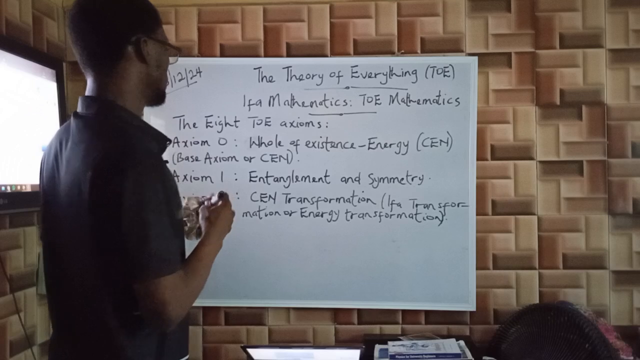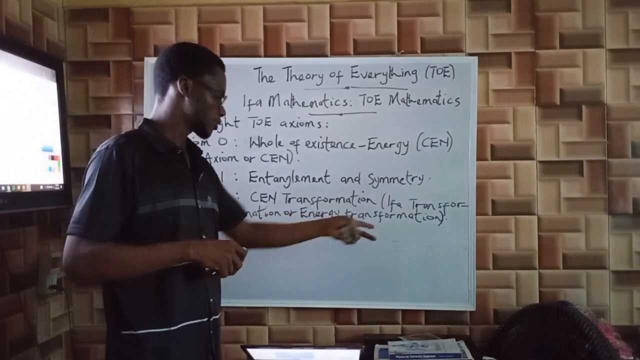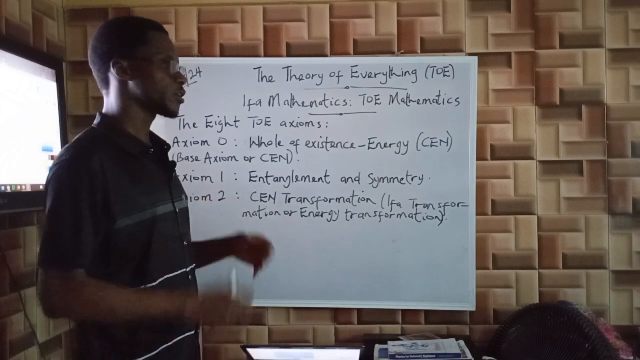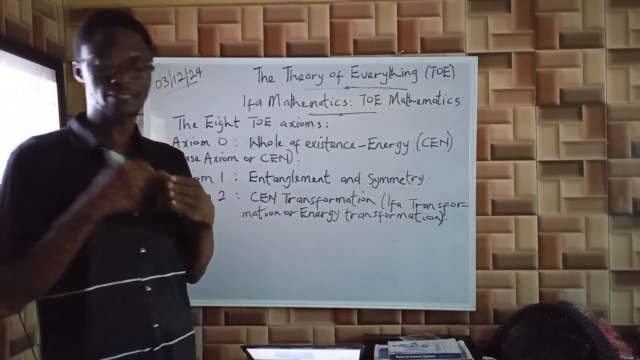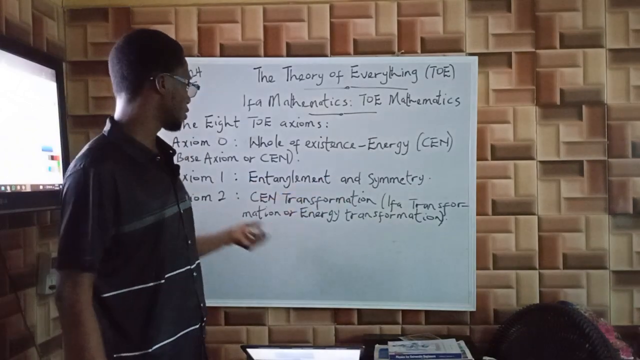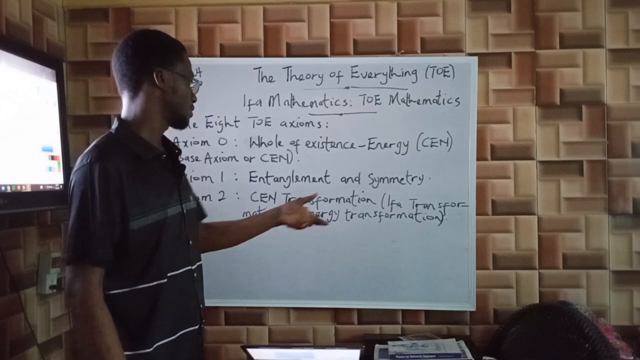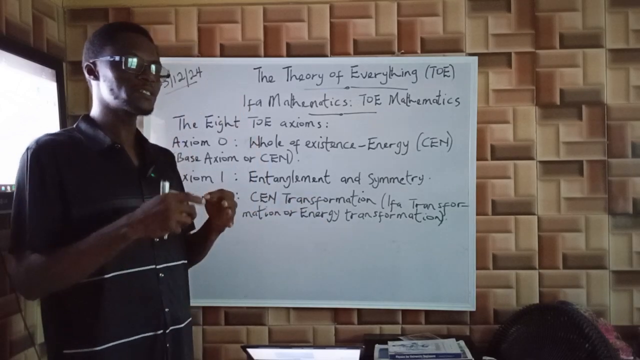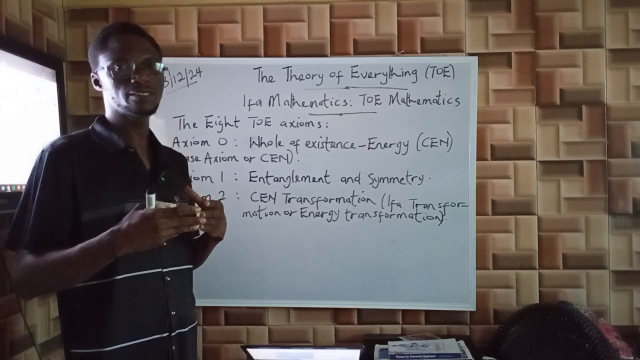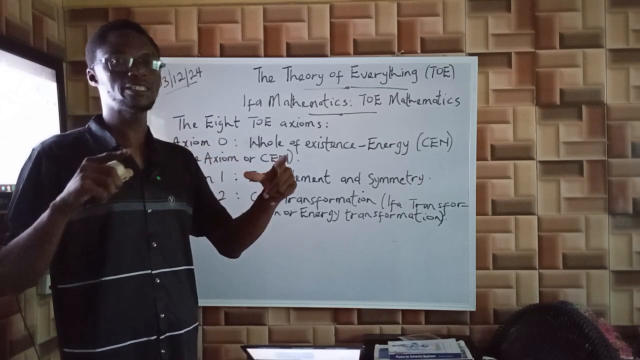So it is also called Ifa transformation or energy transformation. We also call it TOE transformation. So this one simply tells us that all elements of nature, everything that exists, whether living or not, are forms or states of energy or consciousness energy. So what we are simply saying is that everything that exists is a state of mind. We define mind here simply as energy.